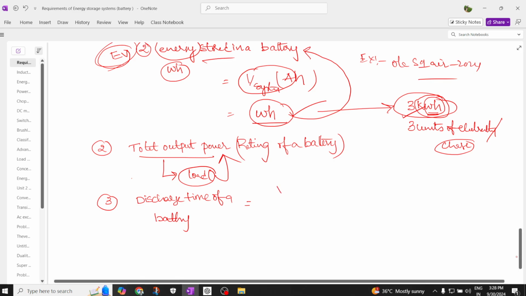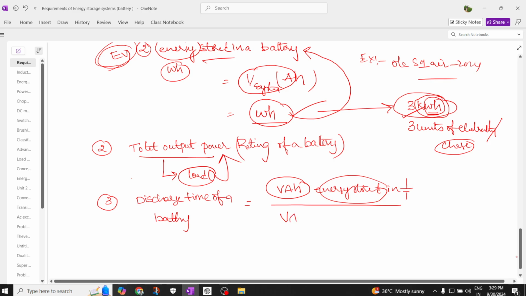So how to define the energy stored in a battery? Energy stored in a battery is defined as volt ampere hour divided by the maximum amount of power delivered. The unit of power delivered is volt ampere, and what remains is hour. This hour is nothing but the discharge time of a battery.